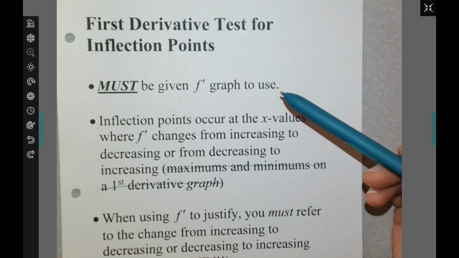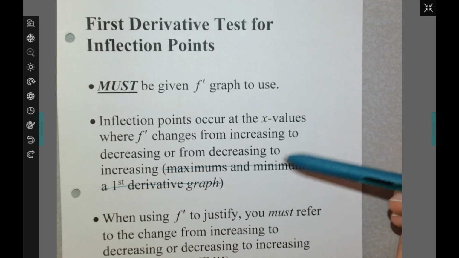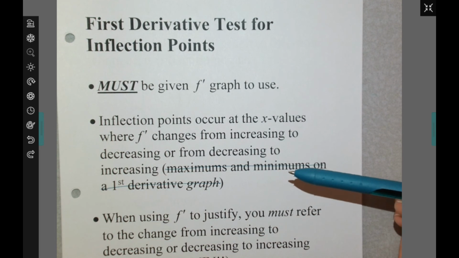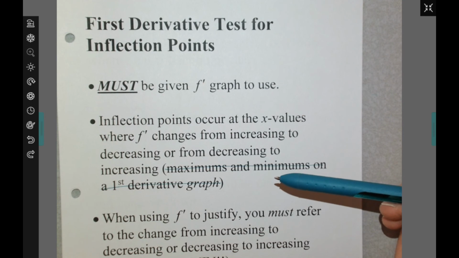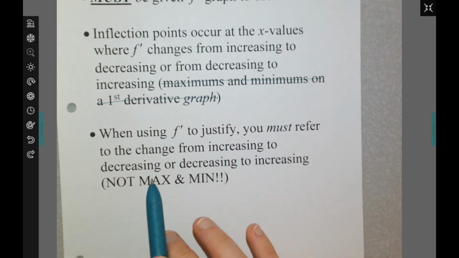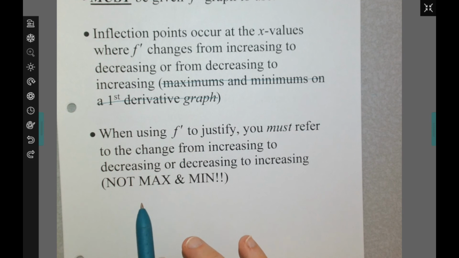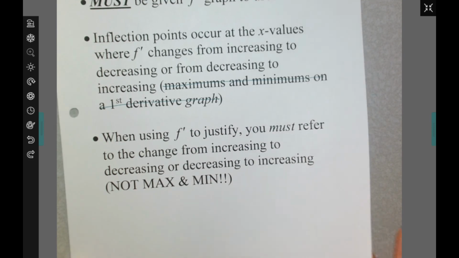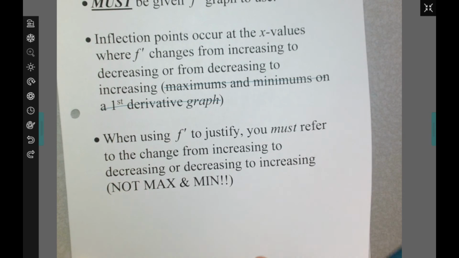So we're looking at the first derivative graph, and I want to know when it is changing direction. You are thinking max, min, but you can't justify it that way because since we're looking at the first derivative graph, it's actually not the maxes or mins for the original function. When using the first derivative to justify, you must refer to the change from increasing to decreasing or decreasing to increasing, not as a max or min. So we're focused on increase, decrease for the first derivative.